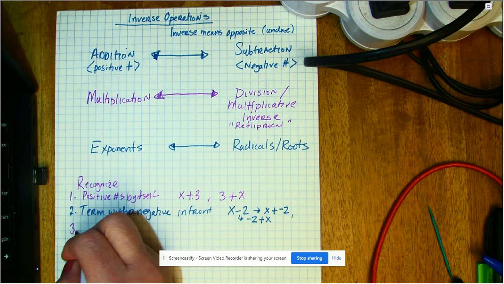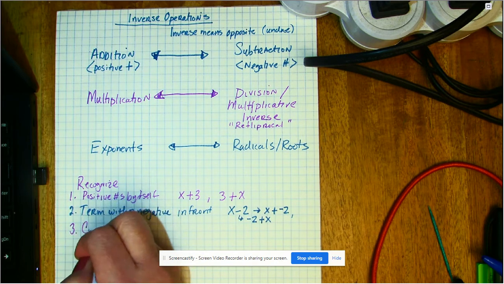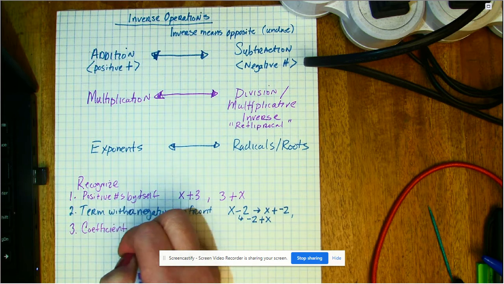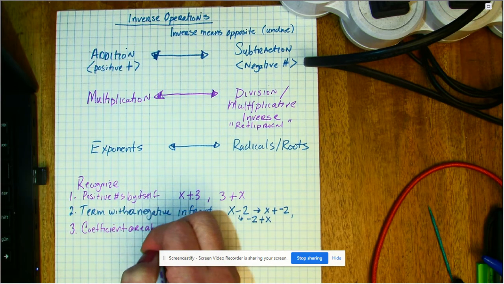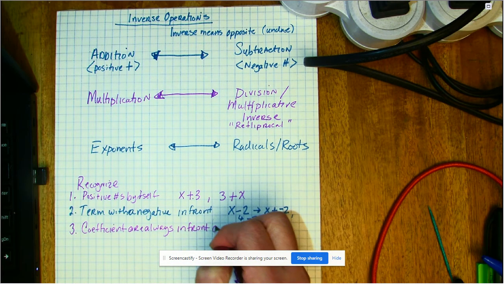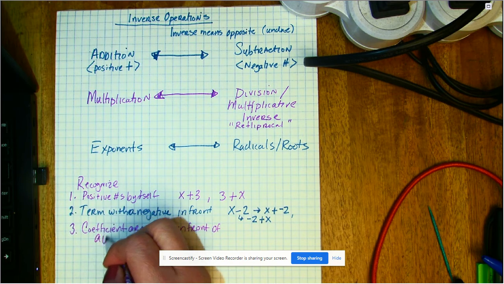The third thing I need to recognize are coefficients, which are always in front of a variable.